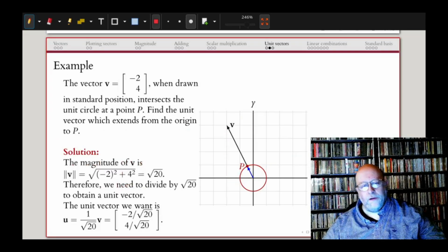And as promised, this is the same solution we just found. The magnitude is the square root of 20, and so we have to divide everything by the square root of 20 to obtain a unit vector. The unit vector we want is negative 2 over the square root of 20 and 4 over the square root of 20.